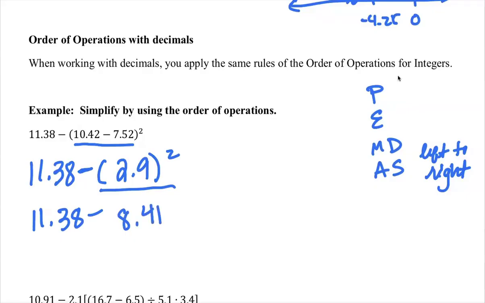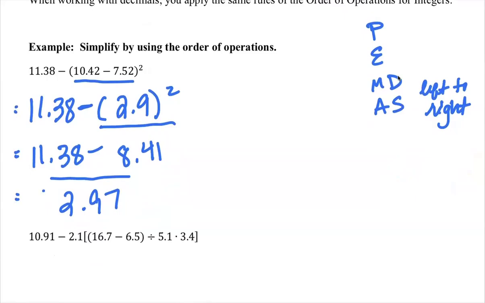The parentheses, if you had them there, that's okay. They're no longer needed because there's nothing to do inside the parentheses and the squaring is done. So I'm going to get rid of those. And then it's just the subtraction. So 11.38 minus 8.41 is 2.97. So all of these expressions were equivalent, and we stop when we get the most simplified expression.